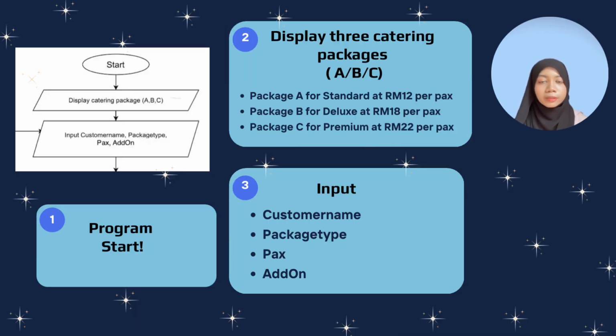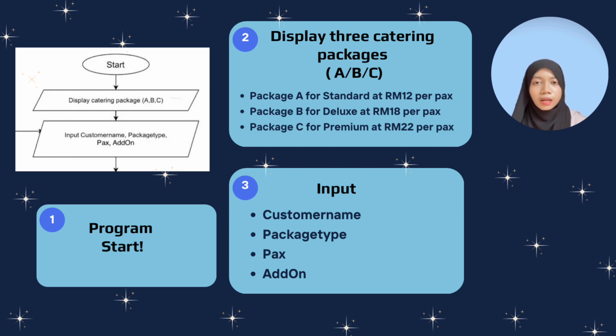First, when the program starts, it will begin by displaying 3 catering packages to the customer, which are A, B or C. Each package has its package name and also price per pack. Package A is standard at 12 ringgit per pack. Package B is deluxe at 18 ringgit per pack. Package C is premium at 22 ringgit per pack.